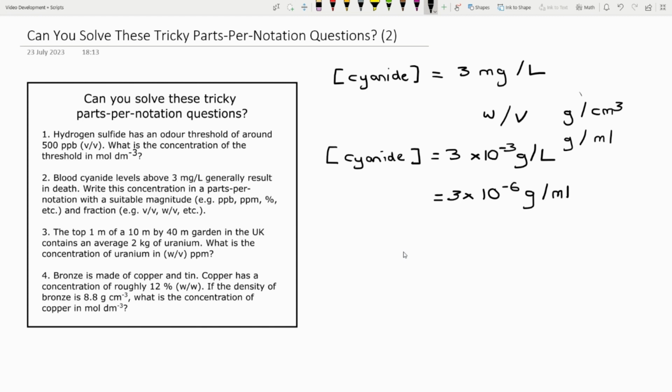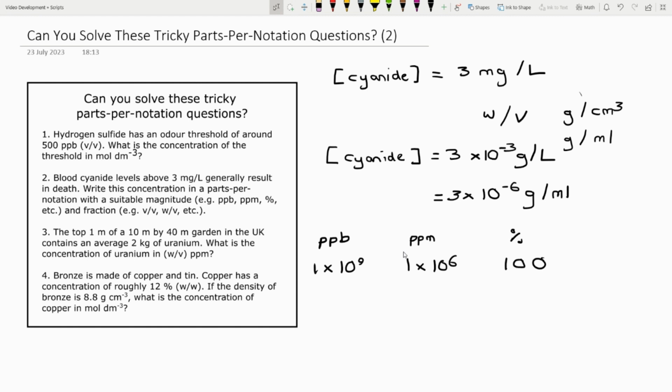Now these units are in the correct form for the W over V parts per notation. So now we need to choose the correct magnitude. For parts per billion, we multiply this number that we've calculated by 1 times 10 to the power of 9. For ppm, we multiply it by 1 times 10 to the 6. And for percentage, we multiply it by 100.